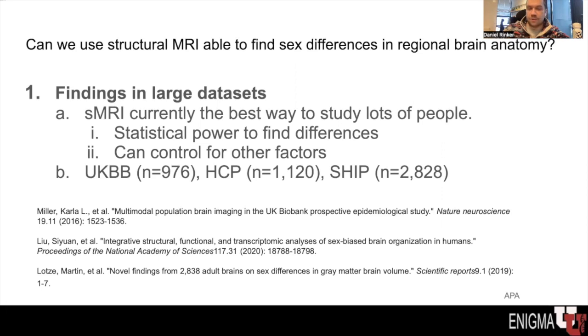This is because the technology is such that with a large enough sample size, we should be able to reliably find differences between groups that we're comparing statistically. And we can also control for covariates using statistics. The 3 studies I'll be talking about are from the UK Biobank, the Human Connectome Project, and the Study of Health in Pomerania. And you can see the sample sizes of each of those studies here.